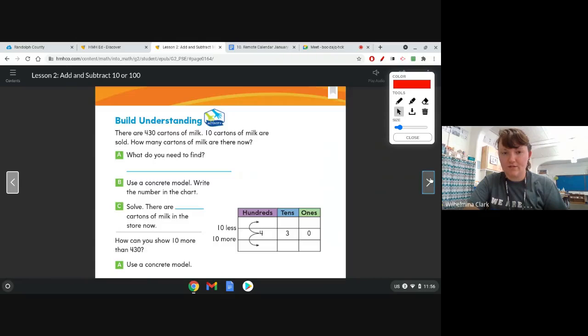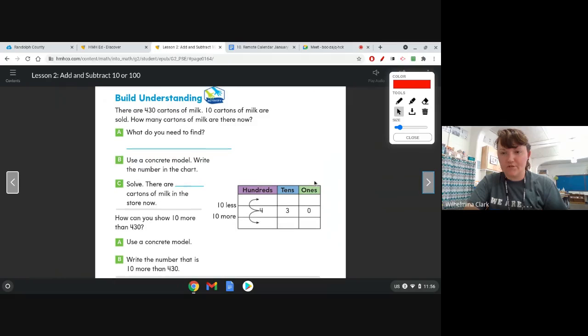All right, so build understanding. Now remember, you can pause this at any time. There are 430 cartons of milk. 10 cartons of milk are sold. How many cartons of milk are there now? What do you need to find? 430 minus 10. Okay, so we're going to use the concrete model. Write the number in the chart. Okay, so if we do 10 less, the hundreds and the ones will stay the same, but the tens will change, so it'll be 420.